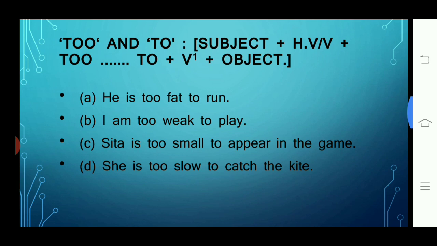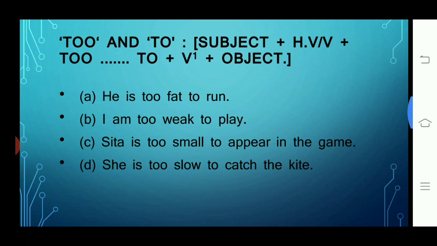Let's have a look at all the sentences first. He is too fat to run. I am too weak to play. Sita is too small to appear in the game. She is too slow to catch the kite.